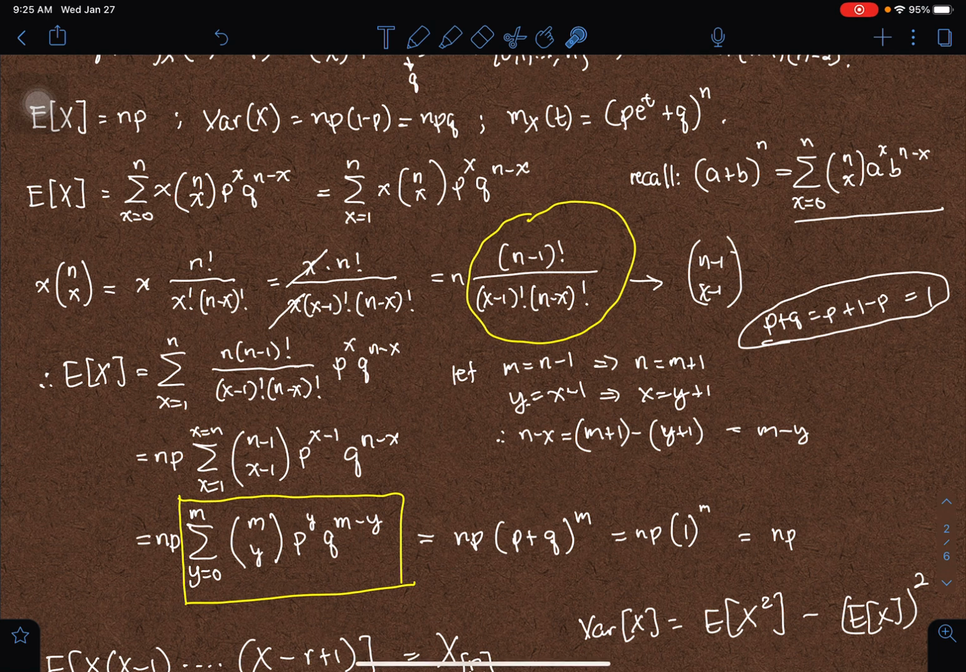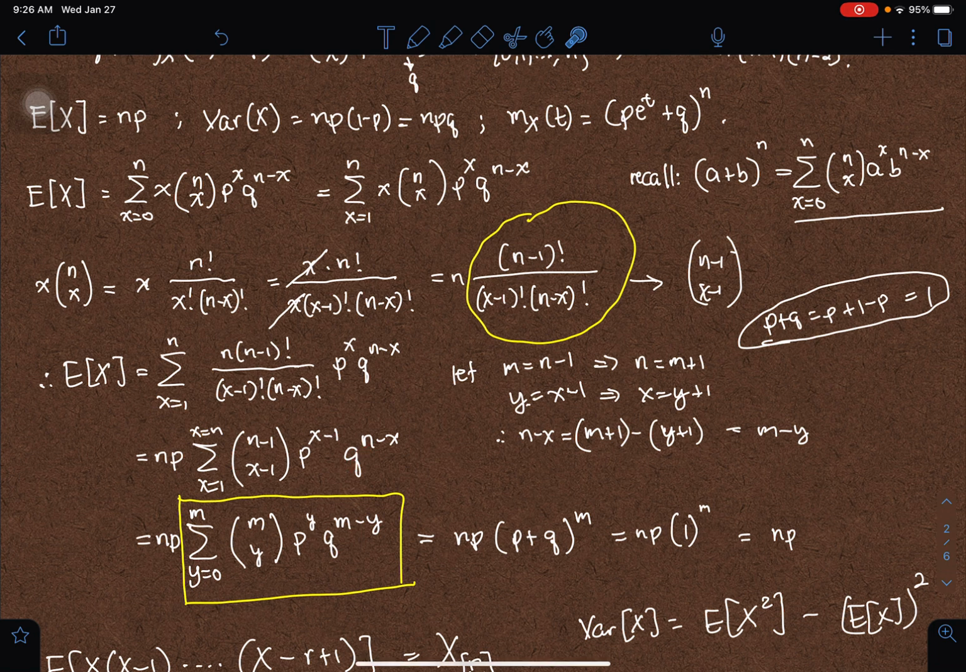Okay, so that the sum becomes the sum from 1 to n of n times n minus 1 factorial over x minus 1 factorial times n minus x factorial times p to the x times q to the n minus x. I'm going to factor out this n from the sum and 1 power of p, so that we will have n times p times the sum from x equals 1 to n of, we knew already that this one is n minus 1 taken x minus 1. So we have p to the x minus 1 now because we factor out 1 power of p, times q to the n minus x.